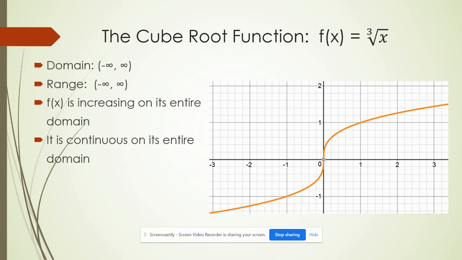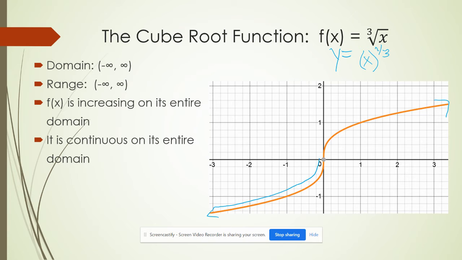The cube root function, f of x is equal to the third root of x. We can also write this as y equals x to the 1/3 power. There are arrows here as well. So on the left side, we have negative infinity. On the right side, we have positive infinity for our domain. Range, our lowest is this negative infinity. Our highest is an arrow to positive infinity, so negative infinity to infinity.